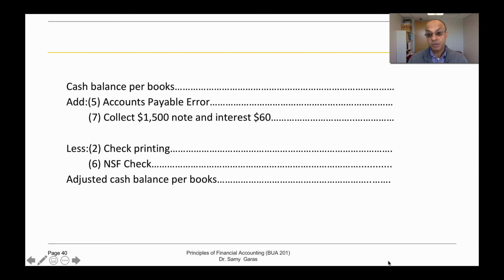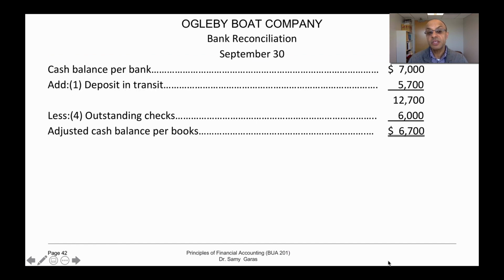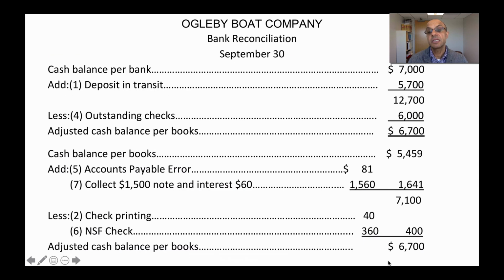The cash balance per books, then we add the error that happened in the accounts payable, then the collection that has been made, minus the debit memorandum and the NSF check. And it looks like this. Then when you put them together, you see that the bank balance is matching with the book balance.